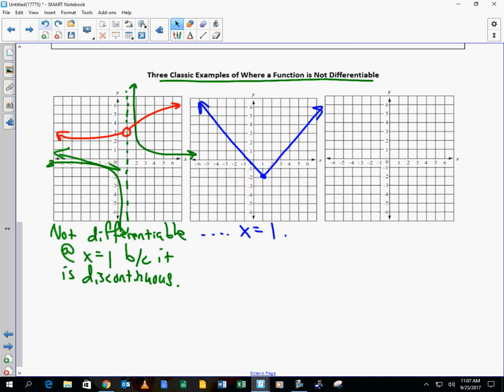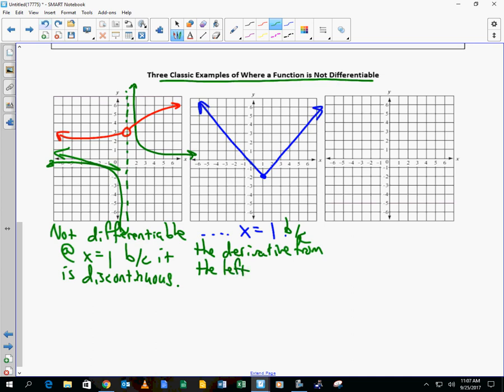So here's the issue. As I look at the left-hand side, what's the slope here? What's the slope here? Yeah, -1, +1. The slope from the left needs to be the slope from the right. So this fails here because the derivative from the left does not equal the derivative from the right.